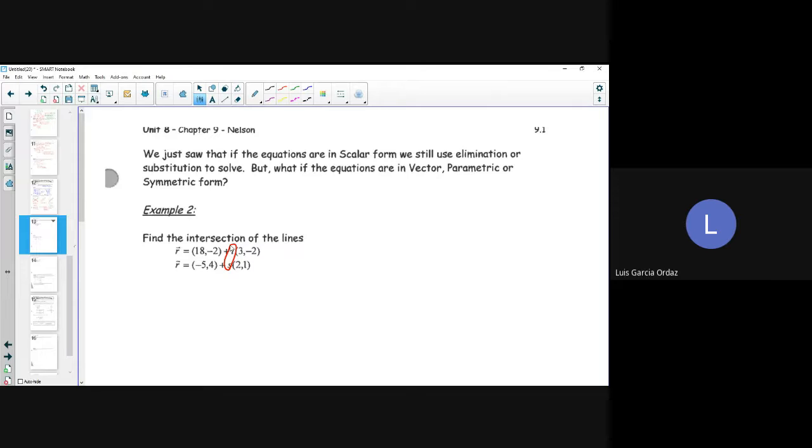So we want to write both lines in parametric form first. That's going to be our first step. We'll label this guy line 1 and the bottom one line 2. So for line 1, my x is going to equal 18 plus 3t. My y is going to equal negative 2 minus 2t. For line number 2, my x is going to equal negative 5 plus 2s. Then my y is going to equal 4 plus s.